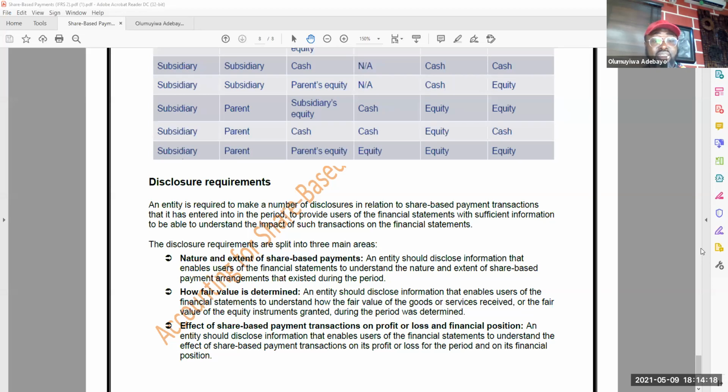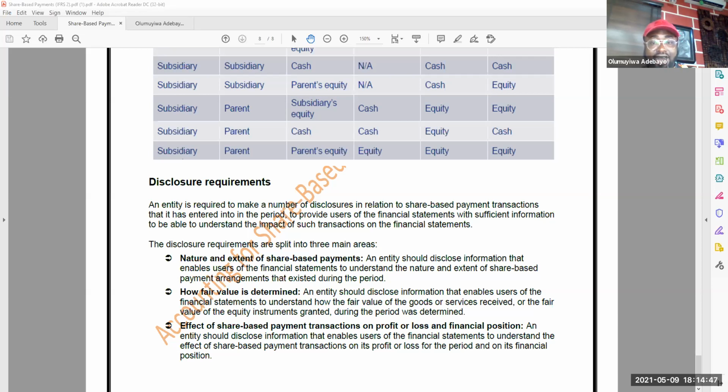The second thing is, how did you measure the share-based payment at fair value? What model have you used? What are the parameters used? All of these are what will be disclosed. Is it a binomial model, or is it a complex model like the Black-Scholes model? What are the inputs to the model? How was the fair value obtained? And what was the exercise price, which is the strike price that has been agreed?